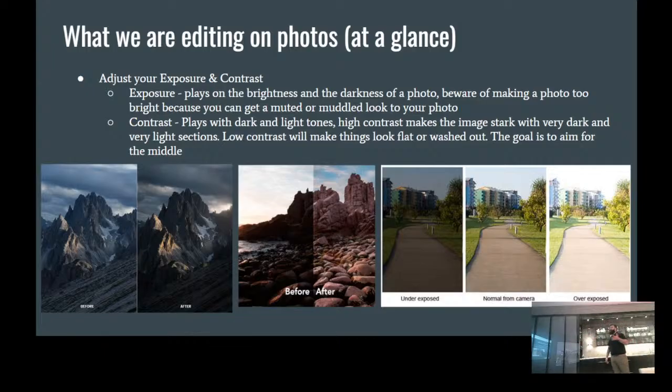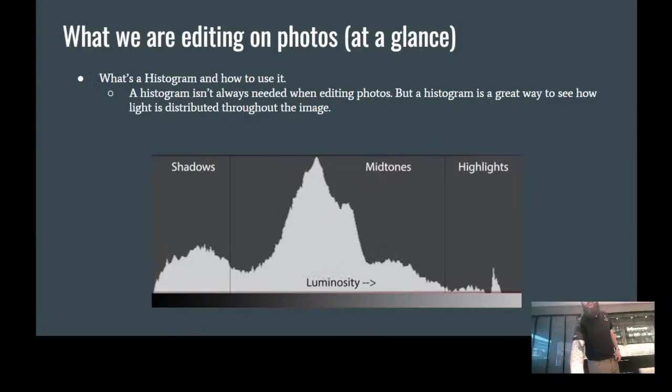You can make out the clouds and the light that's hitting the tips of the mountains. That is the simple feature of exposure and contrast. Darks and lights within your photo are what it's playing with. And there's a way we can measure that, and we call that a histogram.